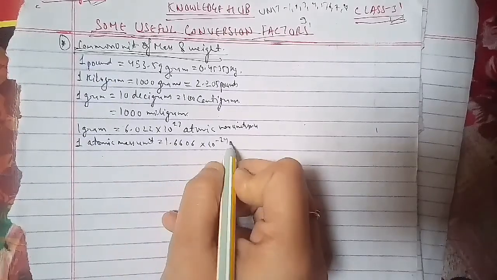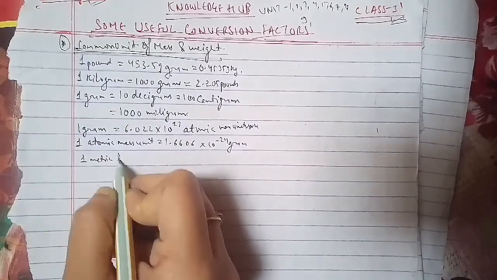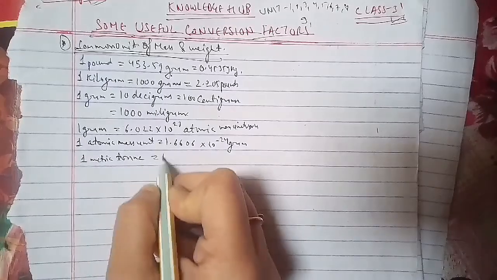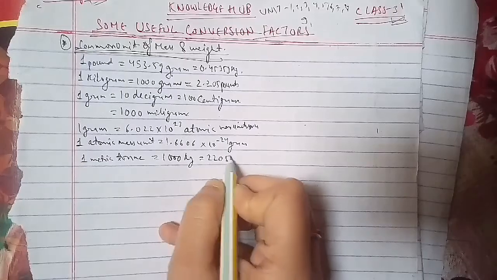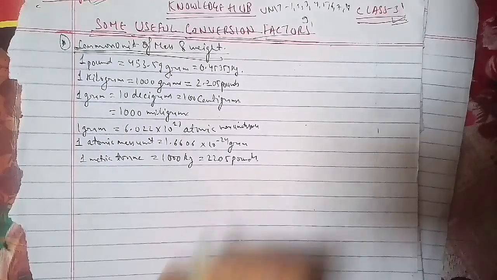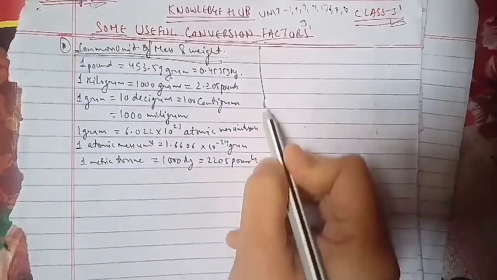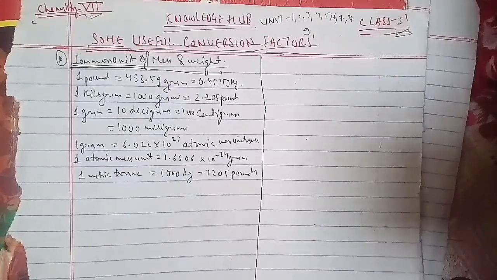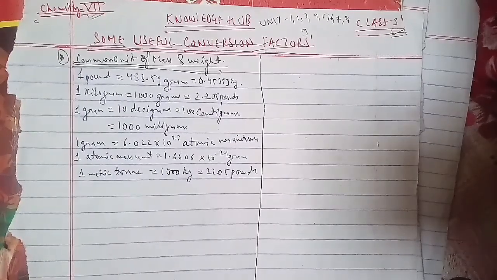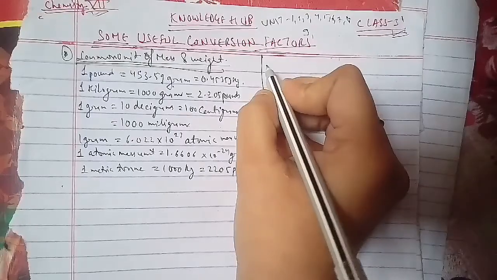1 metric ton equals 1000 kilogram, which is equal to 2205 pounds. Now we'll go ahead and discuss the common units of length as well.